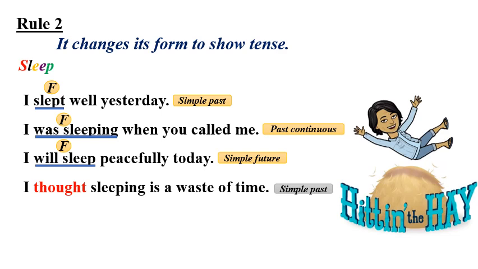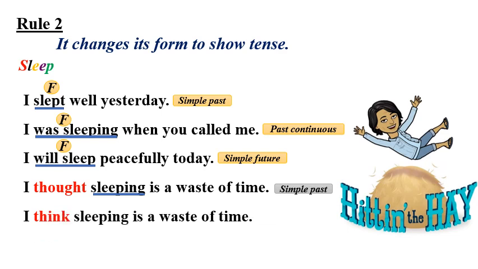But only the verb think has changed its form to show that this sentence is in the past tense. Think has changed to thought. But the verb sleeping doesn't show the tense in the sentence. So it is a non-finite verb. Let me explain this to you with one more example. Look at this sentence. "I think sleeping is a waste of time."